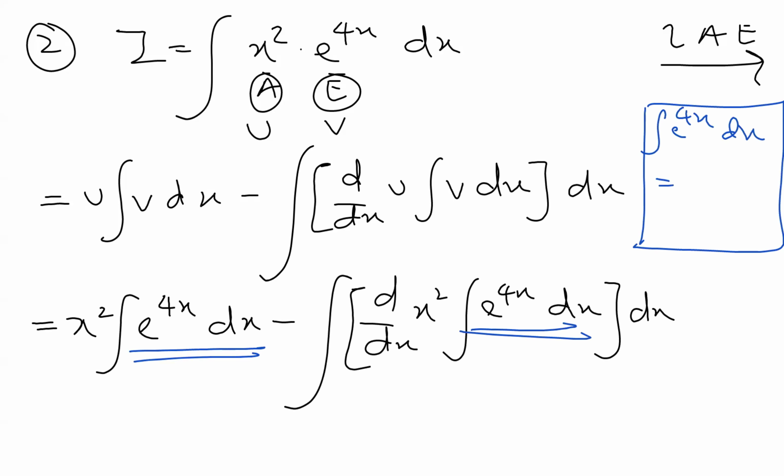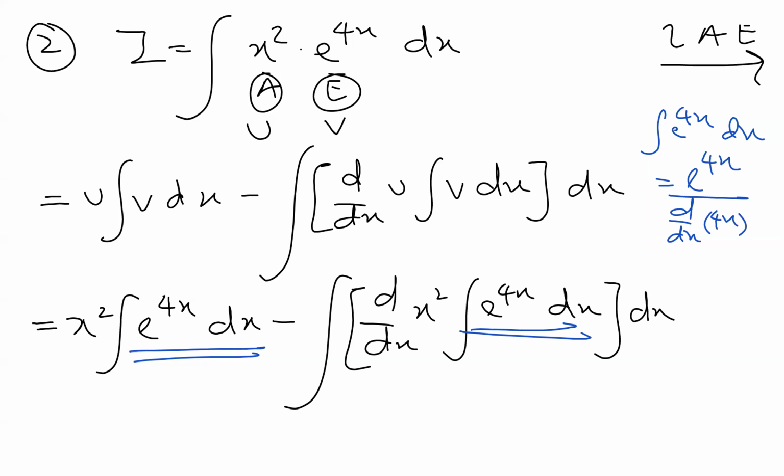e raised to 4x dx. What is the integration of this? e raised to x integration is e raised to x plus c. So e raised to 4x integration is what? You take d by dx of 4x in the denominator. Perfect. So it is e raised to 4x upon d by dx of 4x, which is e raised to 4x upon 4 plus c.